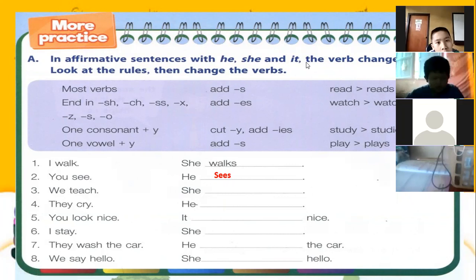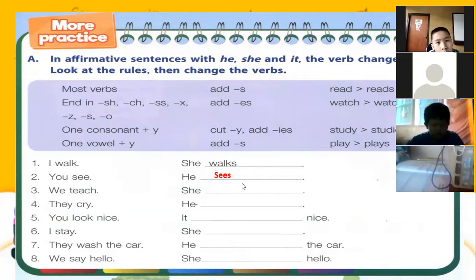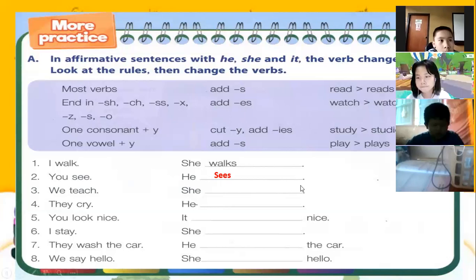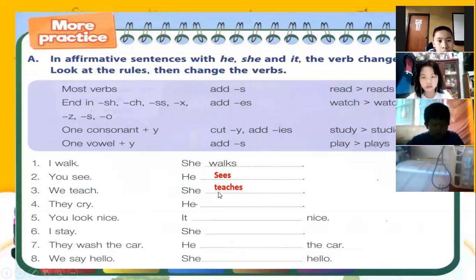Now we have here, we teach. Here it ends with CH, right? So what are we going to do? It will change to teaches, T-E-A-C-H-E-S. Very good. The verb ends with CH, so we are going to add ES.